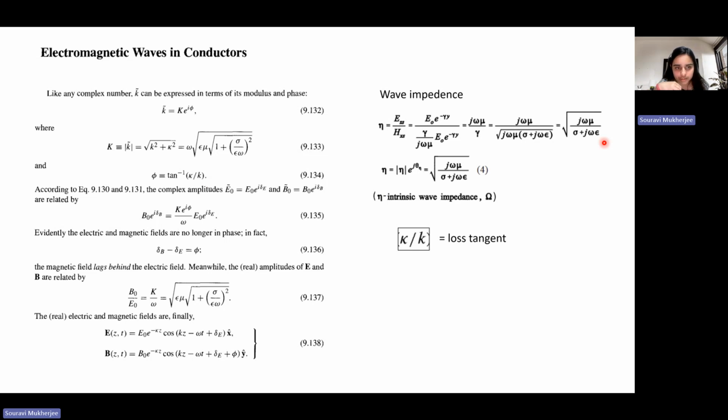Okay. So now for a conductor, the electric and magnetic fields are no longer in phase, and there's a phase difference. Okay. And as you can see here, the ratio of the imaginary part to the real part of the wave vector will give you how different the electric and the magnetic field phases are. Okay. The magnetic field lags behind the electric field. And this ratio here is called the loss tangent of your medium, because it also associates itself with the attenuation, the loss that your wave has as it propagates.